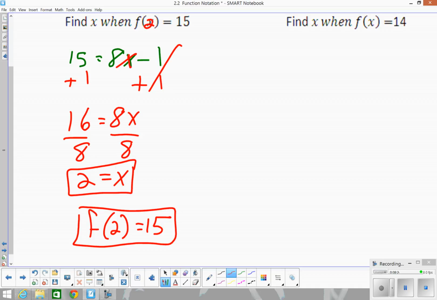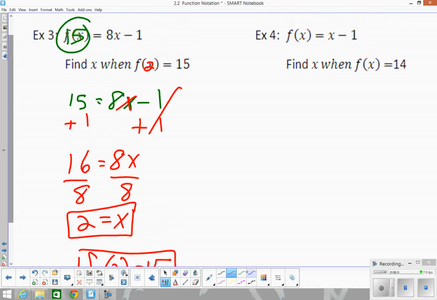Go ahead and box that off. I'm giving you a lot of money problems today. Number 4 is going to be a money problem. Good luck.